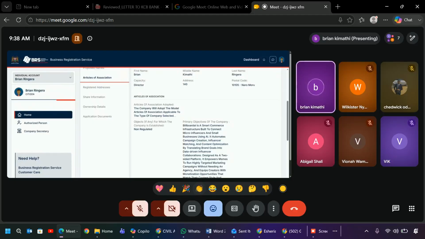Then they ask you a question on articles of association. There are 3 options. Either you adopt the model articles of association, the ones that are in the Companies Act, you adopt your own articles of association, or you adopt a modification or a customization of your own articles of association and the model articles of association.